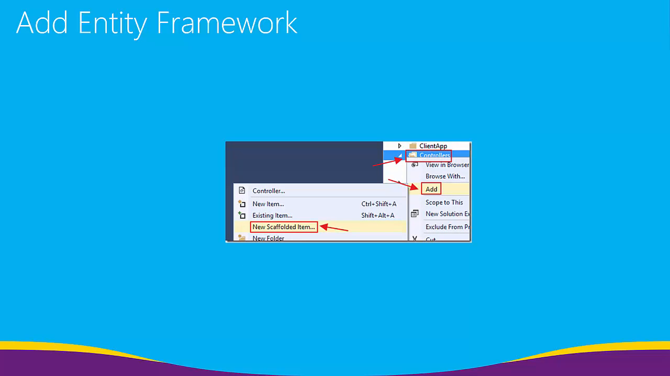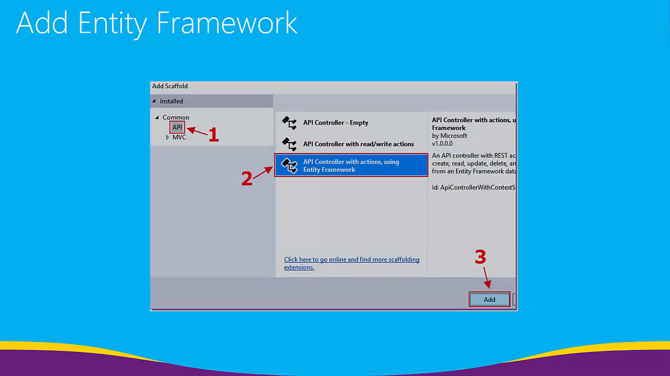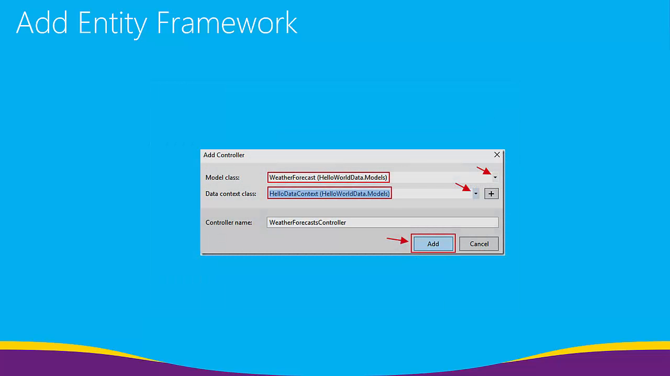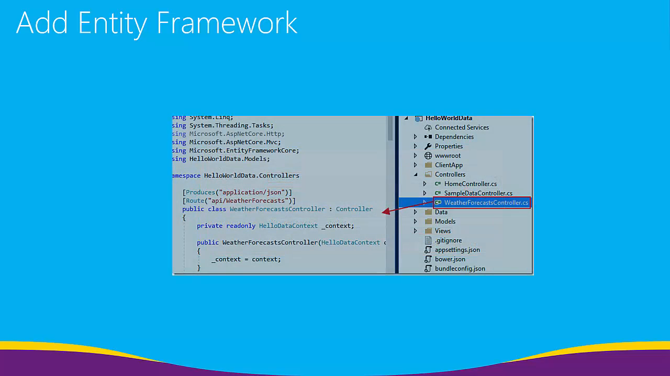Now we can right-click on the Controllers folder and select Add New Scaffolded Item. We can select API Controller with Actions using Entity Framework. Now using the drop-downs, we can select our WeatherForecast for the model class and our HelloDataContext for the data context class, indicate WeatherForecastController for the name, click Add, and we'll automatically get a controller that will have the read, write, delete, and update methods.